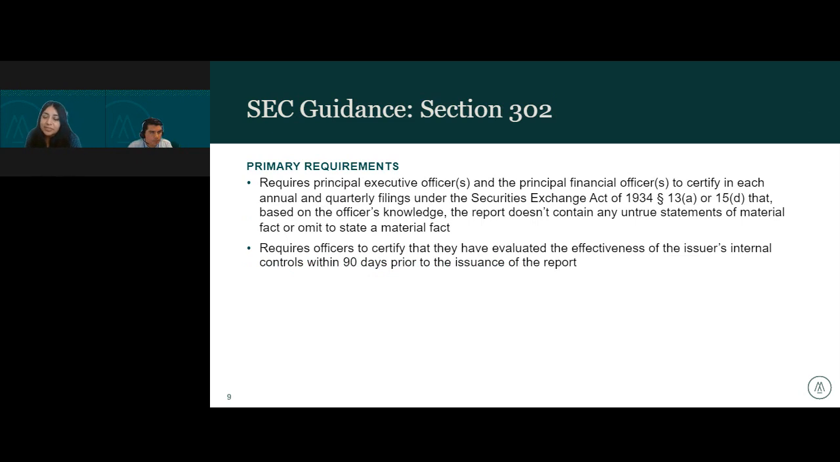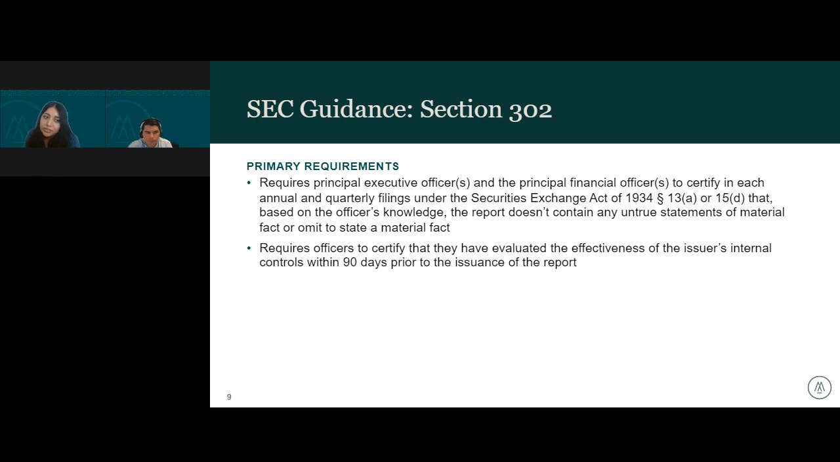So jumping into the SEC guidance, Section 302, essentially it requires the CEO and the CFO to certify each 10Q and 10K that is filed with the SEC, that based on the officer's knowledge, the report doesn't contain any untrue statements of material fact or omit to state a material fact. So in other words, they are certifying that the financial statements are free of material misstatements, or that all required disclosures are included and are complete. So any disclosure, any information that you as an investor would need to make an informed decision is being disclosed and is truthful on the financial statements.